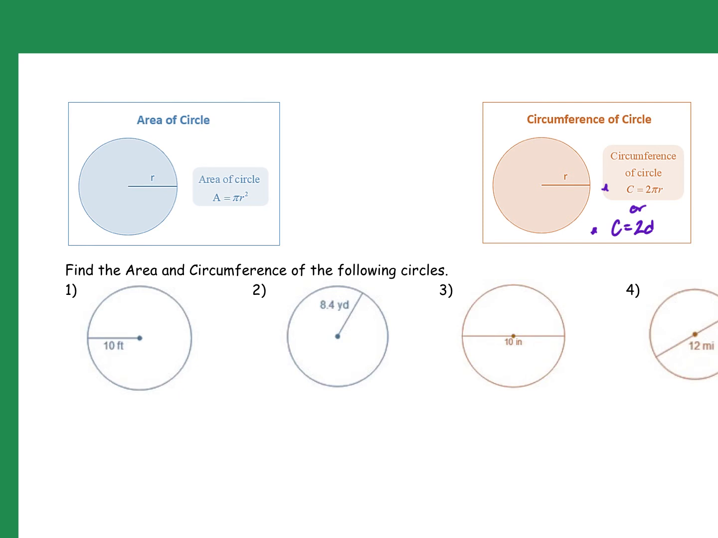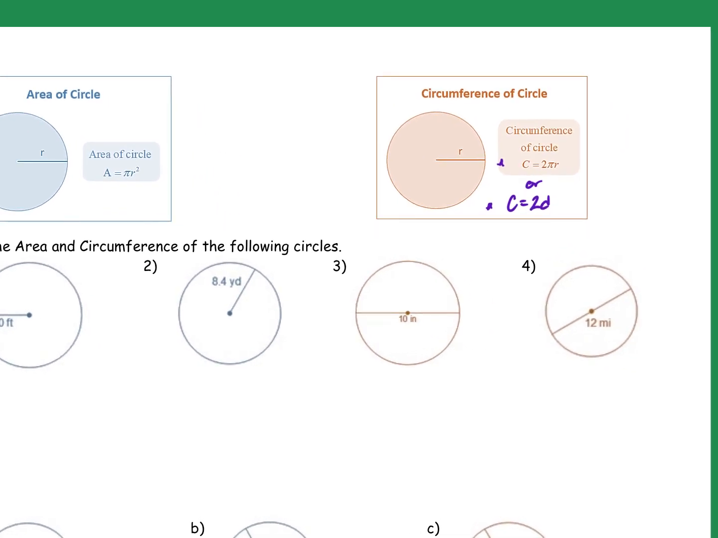So the directions are, and I've totally messed this up, by the way, I just forgot to put something on here. It says, find the area and circumference of the following circles. We're going to round our answers to 2 decimal places, so to the nearest hundredth. I'm just going to write that in here, and you guys can write it in if you need to. So round to the nearest hundredth.